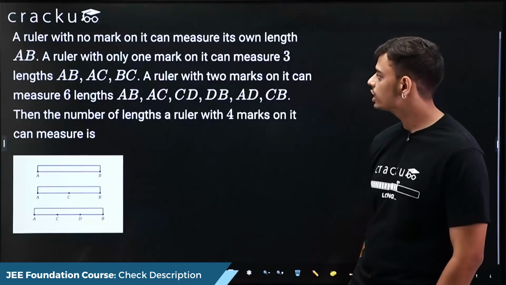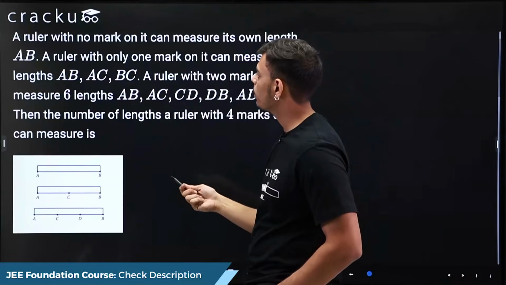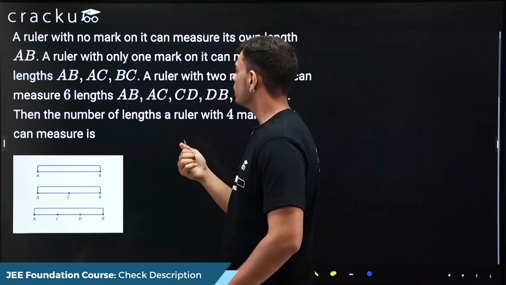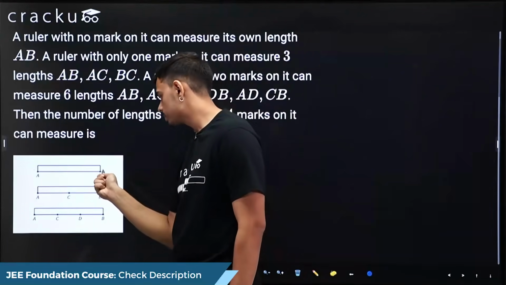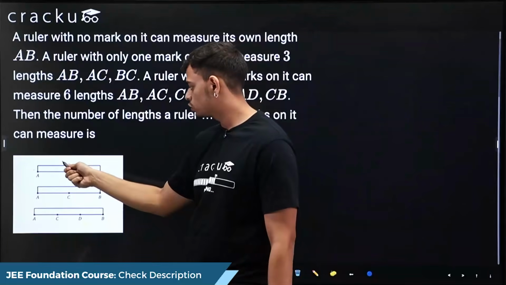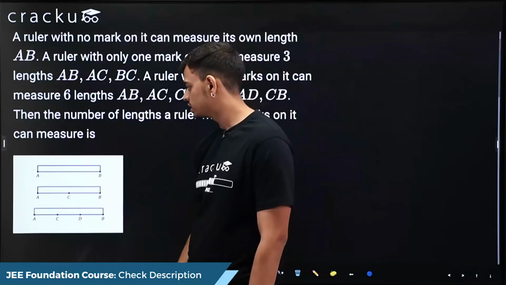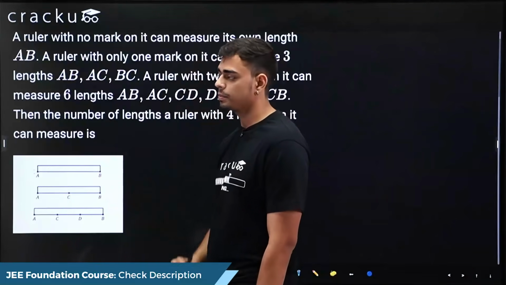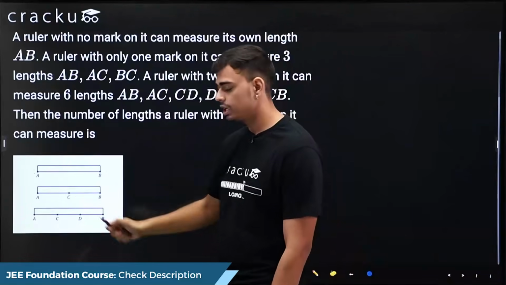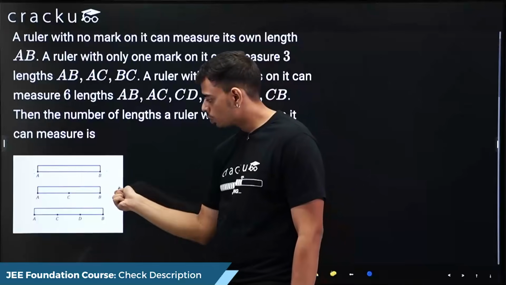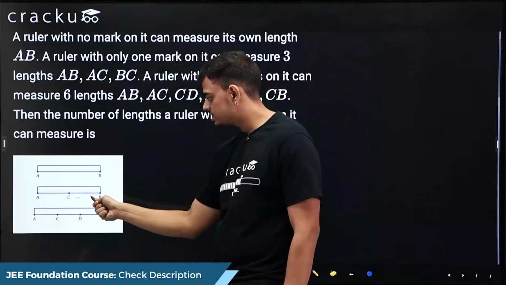In this question, we are given some figures about a ruler. A ruler with no mark on it can measure its own length AB. So this is a ruler AB. There is no mark on it, like there is no mark in between. A and B are the only two marks. It can measure only the length AB. A ruler with one mark, that is C, can measure AB, the whole AB, AC and BC.